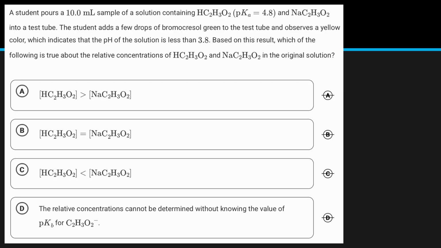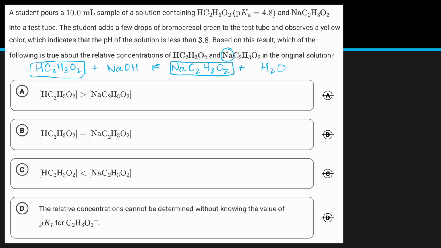So first off, some students might be confused on why there's a sodium there. Just remember that we're assuming that this is going to be neutralized with a strong base like sodium hydroxide. So the real full equation would be acetic acid, HC2H3O2, plus sodium hydroxide, and that is going to form sodium acetate and water. So we're just focusing on the acid and the conjugate base, which is what is shown in our problem here.